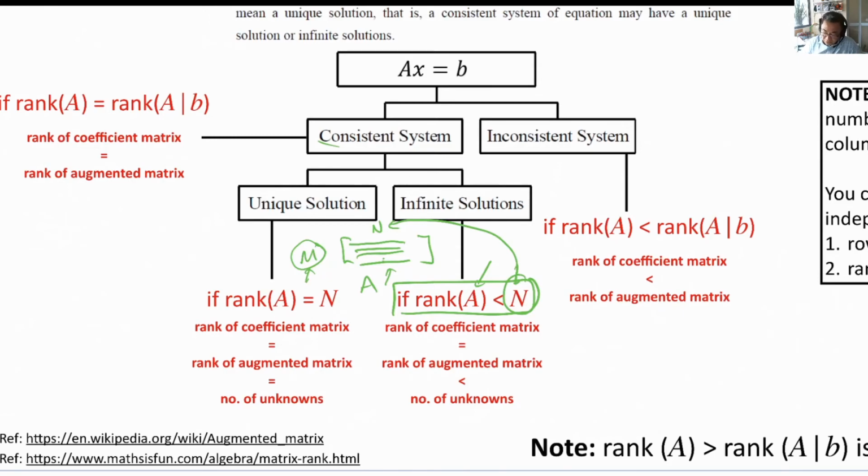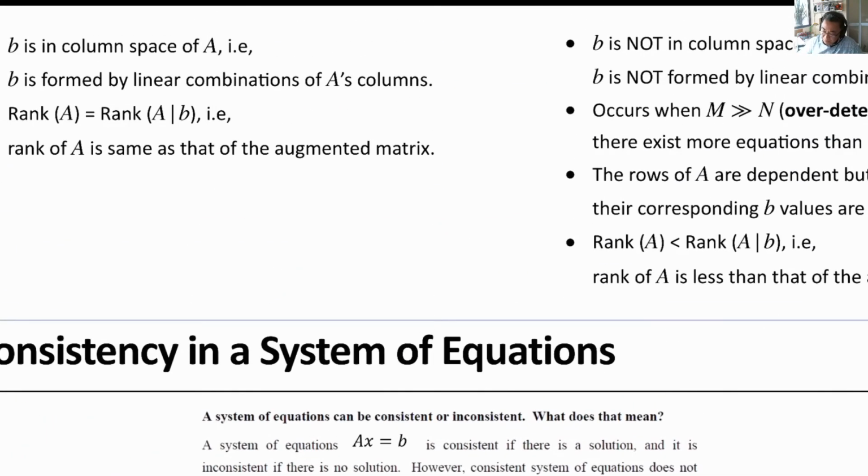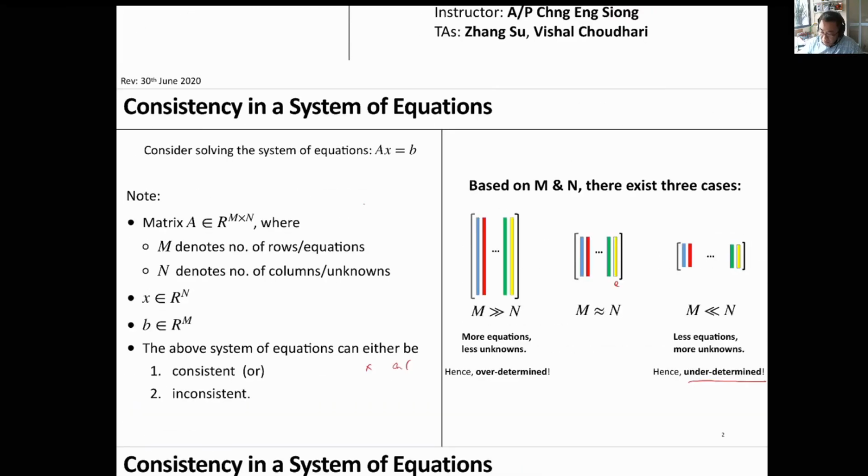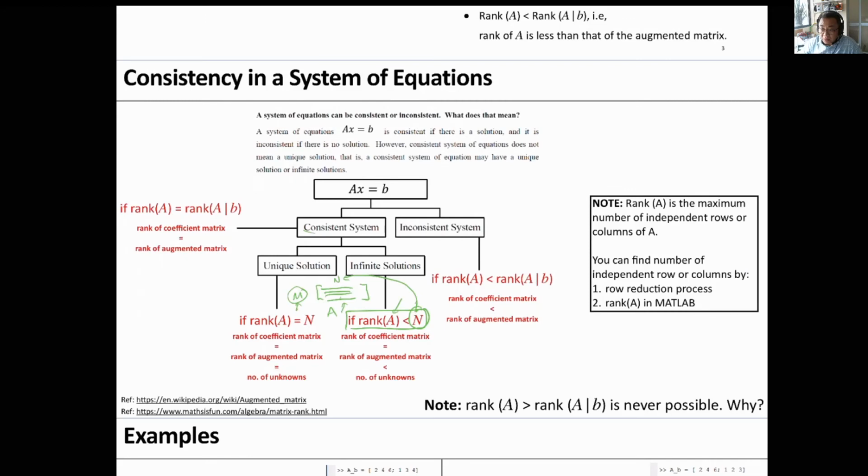And here is the underdetermined system, as we have seen in this example here. In an underdetermined system, we can have infinite solutions. We'll see examples of that later.